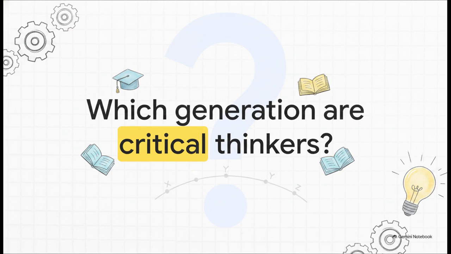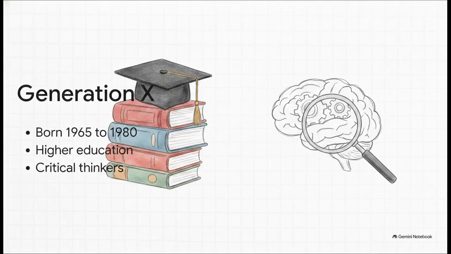Take a moment to think about it. Look back at that timeline in your mind. Is it X, Y, or Z? Let's check your answer. Did you guess Generation X? If so, great job. People born between 1965 and 1980 are known as critical thinkers.